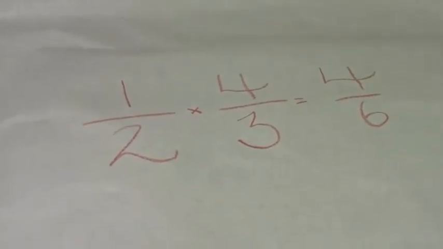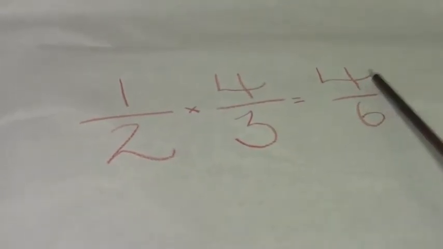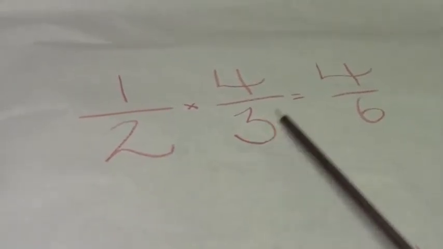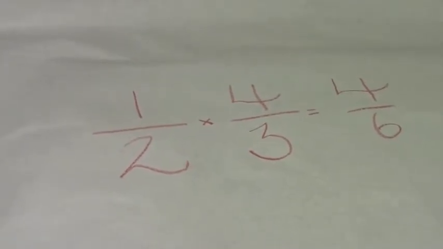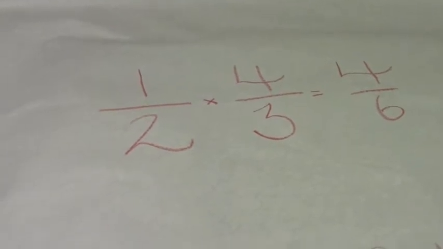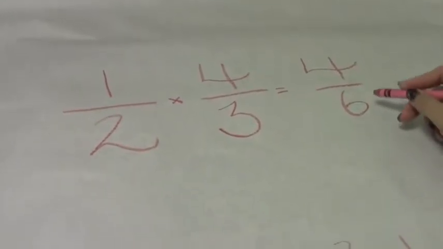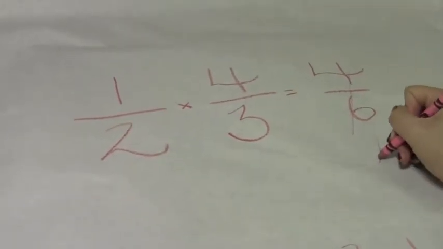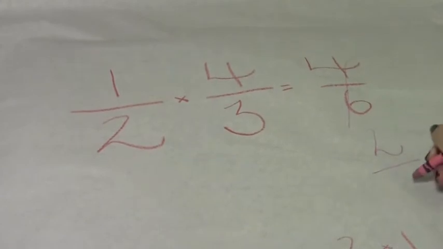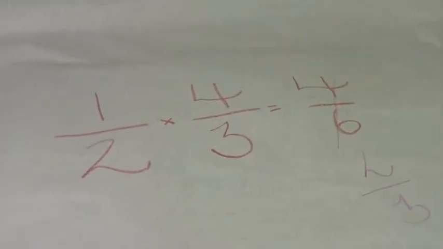You are multiplying the numerators of the fractions to get the new numerator, and the denominators of the fractions to get the new denominator. Refer to the multiplication video on how to multiply. Next, you are going to simplify. Refer to the simplification video on how to simplify. In this case, 4/6 can be simplified into 2/3. And that is how you multiply.